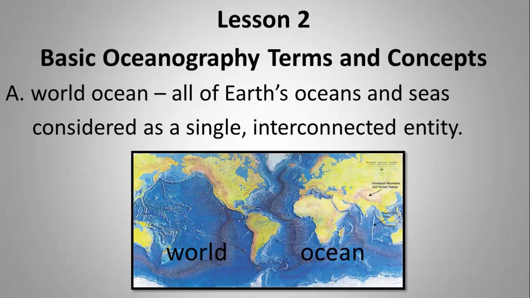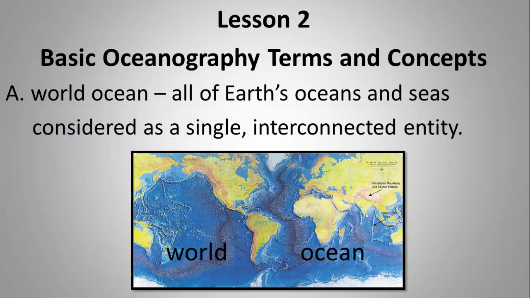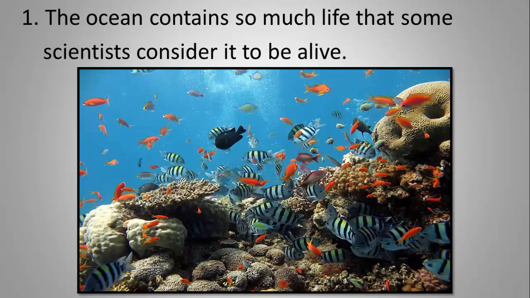Here we'll talk about basic oceanography terms and concepts that you need to be armed with for success in this course. One is the world ocean, which would be all of Earth's oceans and seas considered as a single interconnected entity. For many this is a foreign concept just to say world ocean, but it's one that oceanographers use regularly. Another aspect of the ocean is that it contains so much life that some scientists consider it to be alive.